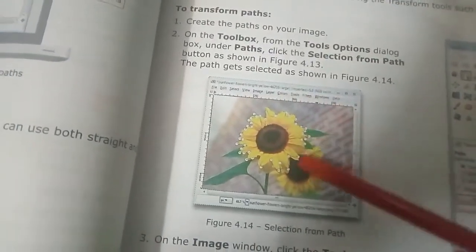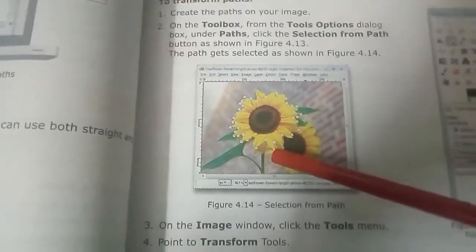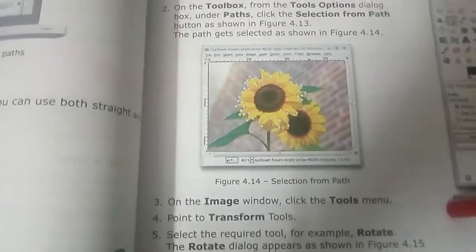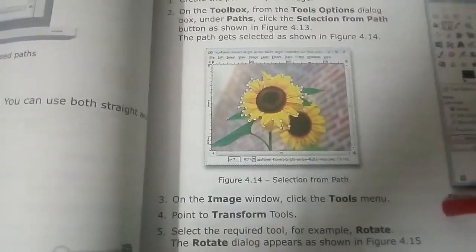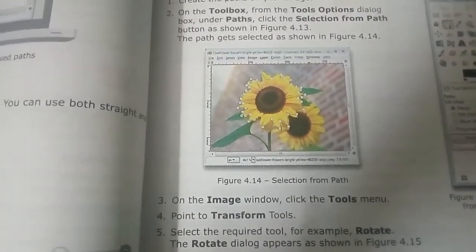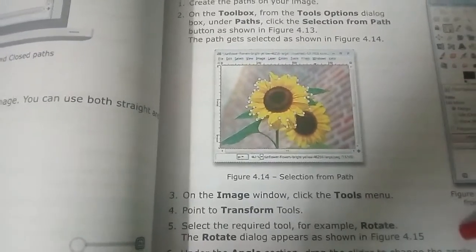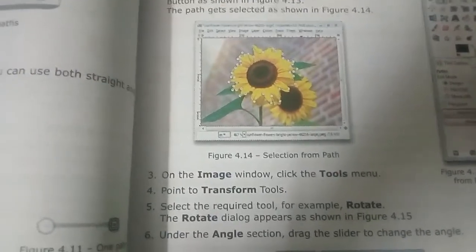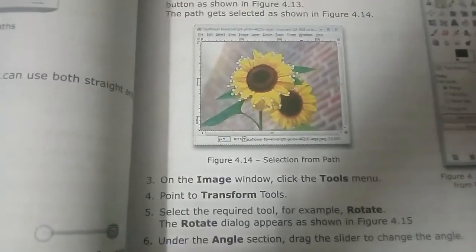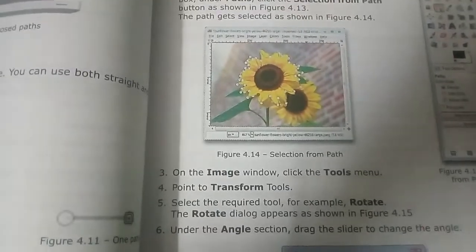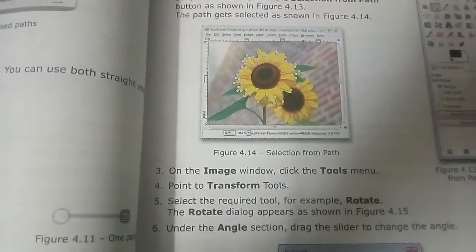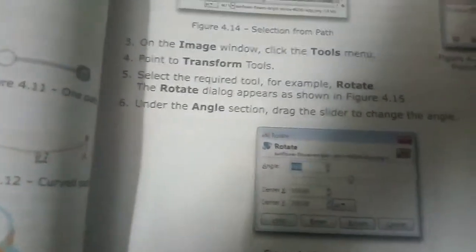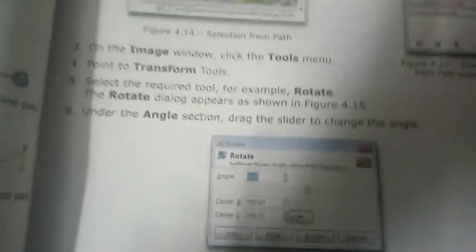So this is the path. Now on the image window, click the tools menu, point to transform tools, then select the required tool. Anyone you can select. For example, in your book rotate is given, but you can select any other option also. When you click on rotate, the rotate dialog box will appear. There you can see the different angles. You just give the angle. Here you can see the rotate dialog box has appeared on your screen.